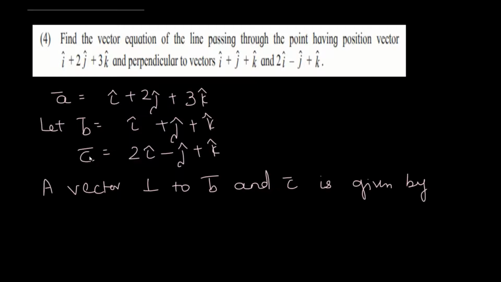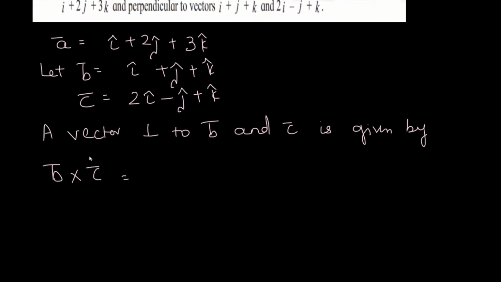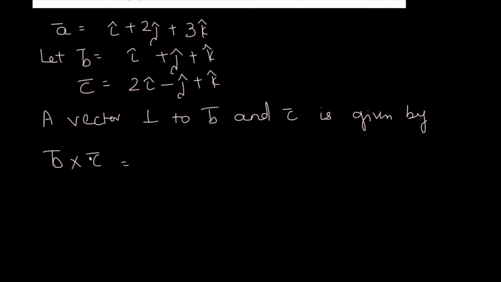Yes, it is given by the cross product of b and c. So it is given by b cross c. Now how do we find the cross product of b and c? Do you remember from chapter 5? Yes, we write the determinant. We put i, j and k as the first row. In the second row, the coefficients of i, j, k in b bar, that is 1, 1, 1. And in the third row, those of c bar, which is 2, minus 1 and 1. And then we set out to solve this.